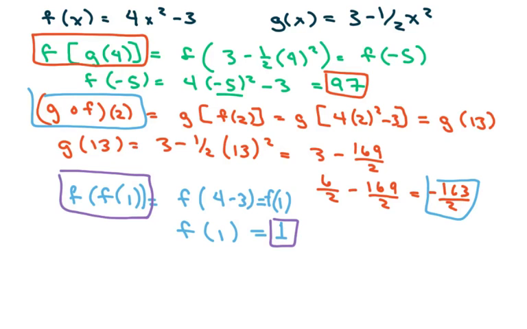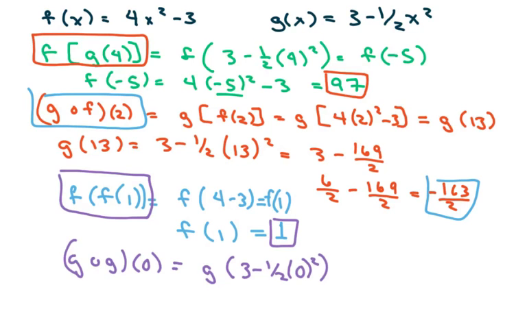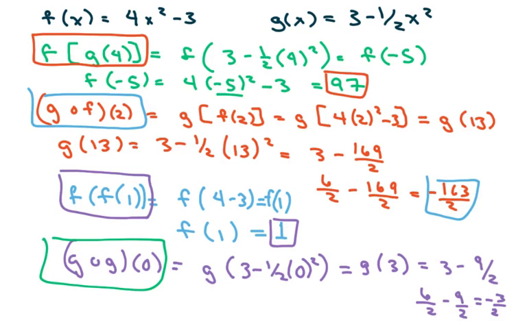And the last one, we have g of g of 0. So this is going to be g of 3 minus 1/2 of 0 squared, which equals g of 3, which is going to equal 3 minus 9/2, which is going to be 6/2 minus 9/2, which equals negative 3/2. Alright, so basically this equals this.